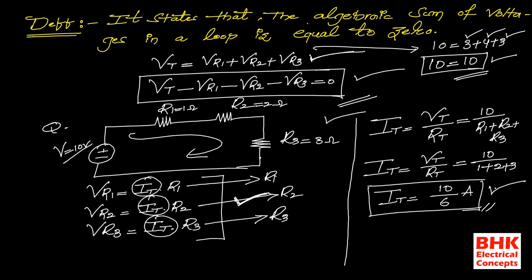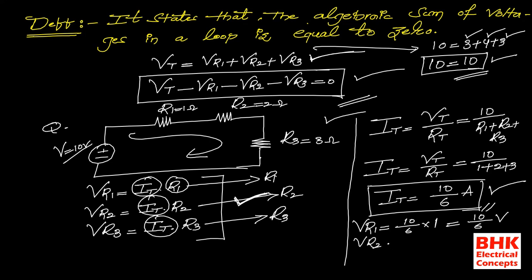Now after getting this current, what do you need to do? With the help of this current, you can directly find the value of VR1. VR1 means the total current, which is 10 divided by 6, into the value of R1. What is the value of R1? 1. So you get 10 divided by 6 as the voltage drop across R1.